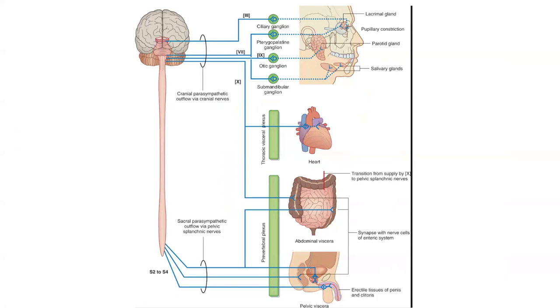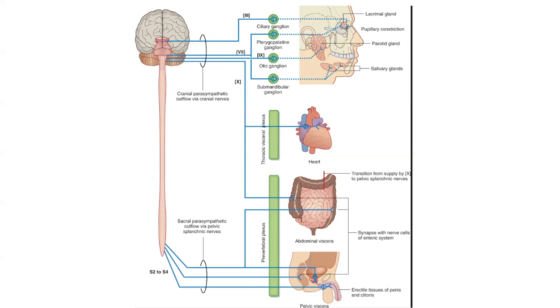Parasympathetic system. Regarding the parasympathetic division of the autonomic nervous system, this parasympathetic part leaves the cranial and sacral regions of the central nervous system in association with four cranial nerves. One of them is number 3, the oculomotor nerve, the other is number 7, the facial nerve, the other is number 9, the glossopharyngeal nerve, and cranial nerve number 10, the vagus nerve.